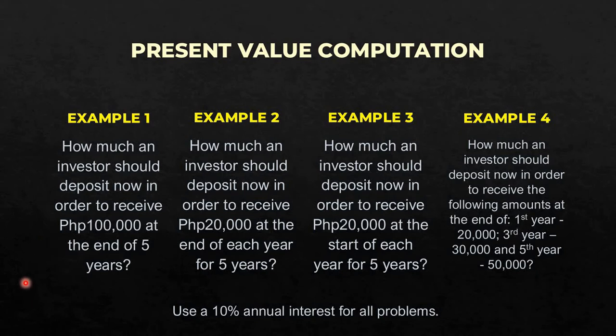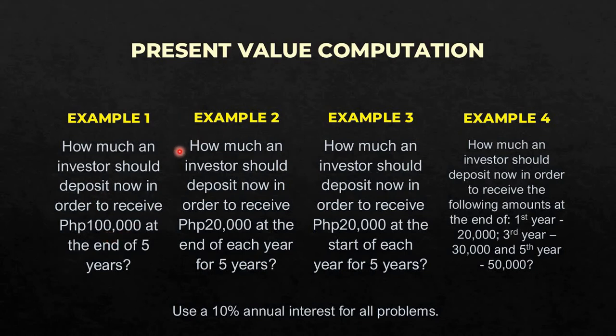So, we have four examples. So, example one, how much an investor should deposit now in order to receive 100,000 pesos at the end of 5 years. So, ang sabi rito sa example one, magkano daw dapat ang ilalabas nating pera, which is an outflow. At yung outflow natin will be deposited para at the end of 5 years, makakatanggap tayo ng 100,000 pesos. So, yung 100,000 pesos at the end of 5 years, yun yung cash inflow. Yun nga lang sa future pa yun kasi after 5 years. Pero ngayon, ang tanong is how much should be our cash outflow, which is our deposit. And yung deposit na yun is at present. Kaya ang kukumpute natin is the present value, magkano daw dapat ang present value para magkaroon ng future value na 100,000 pesos.